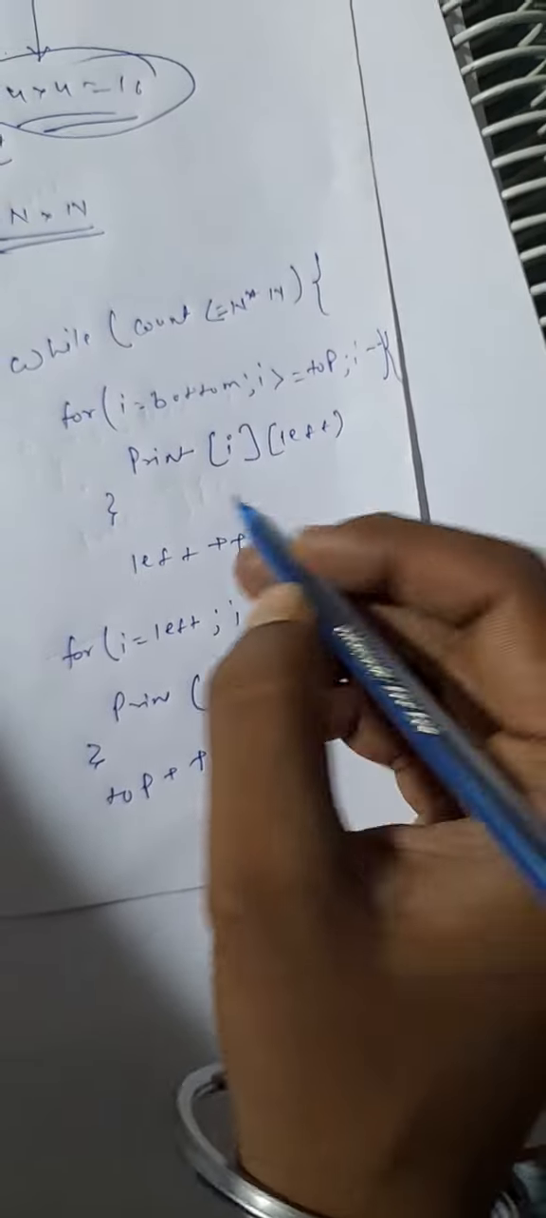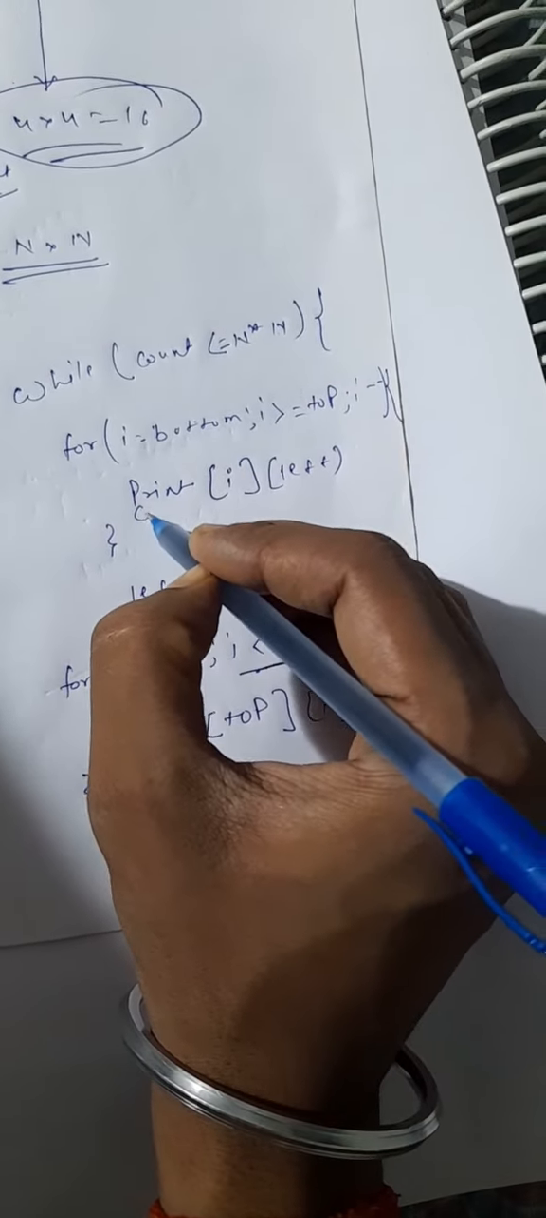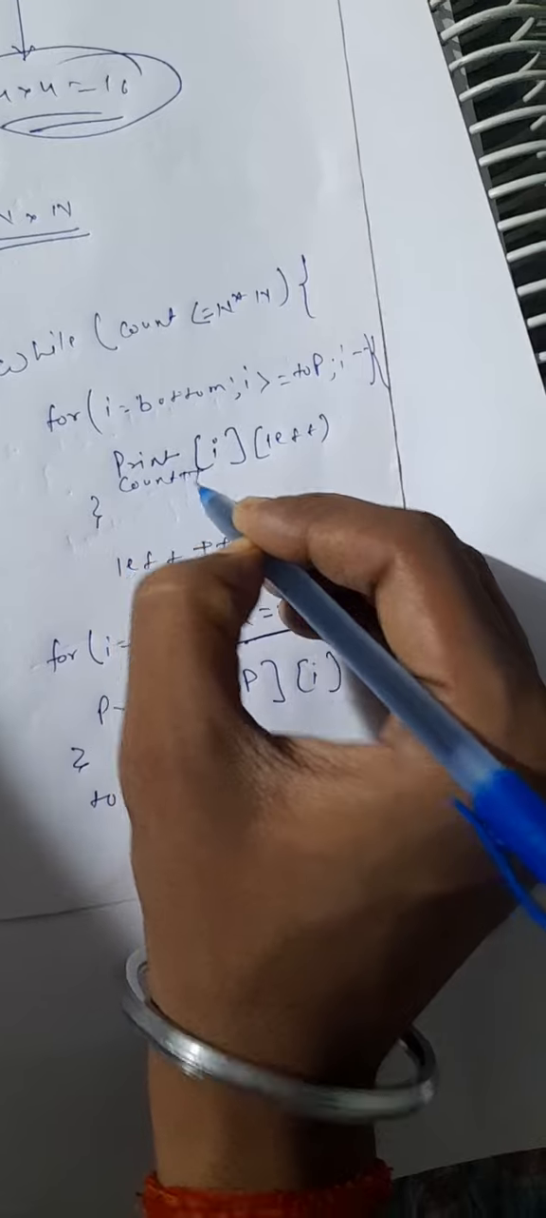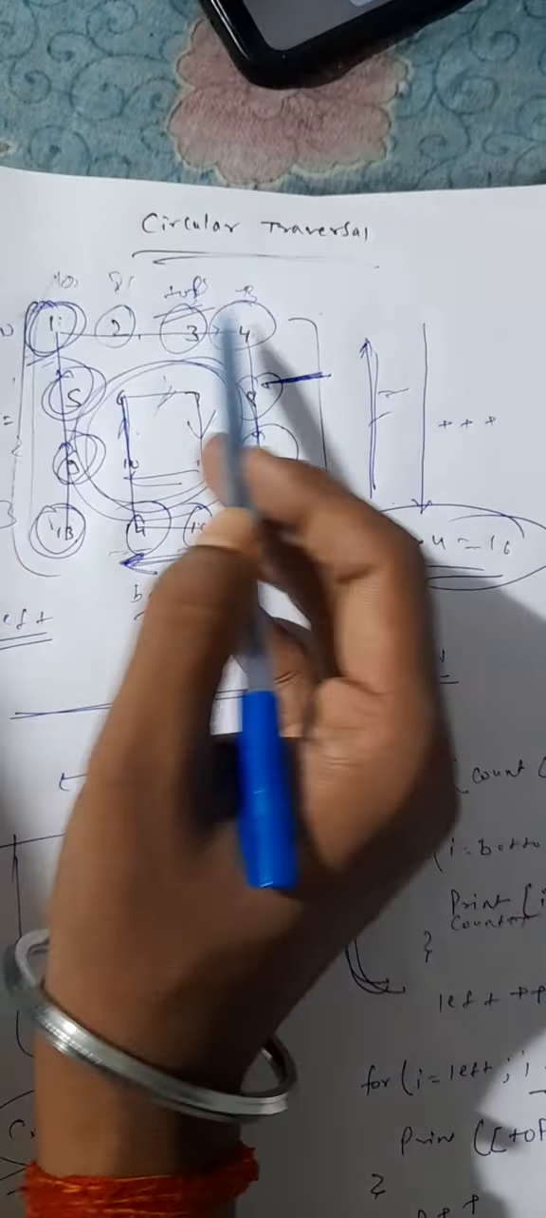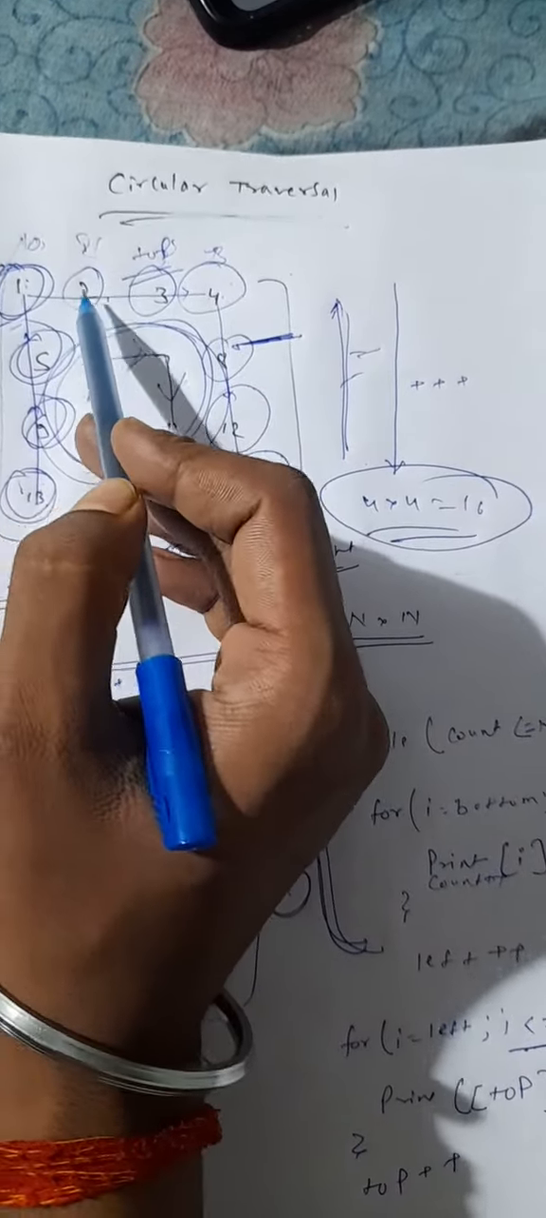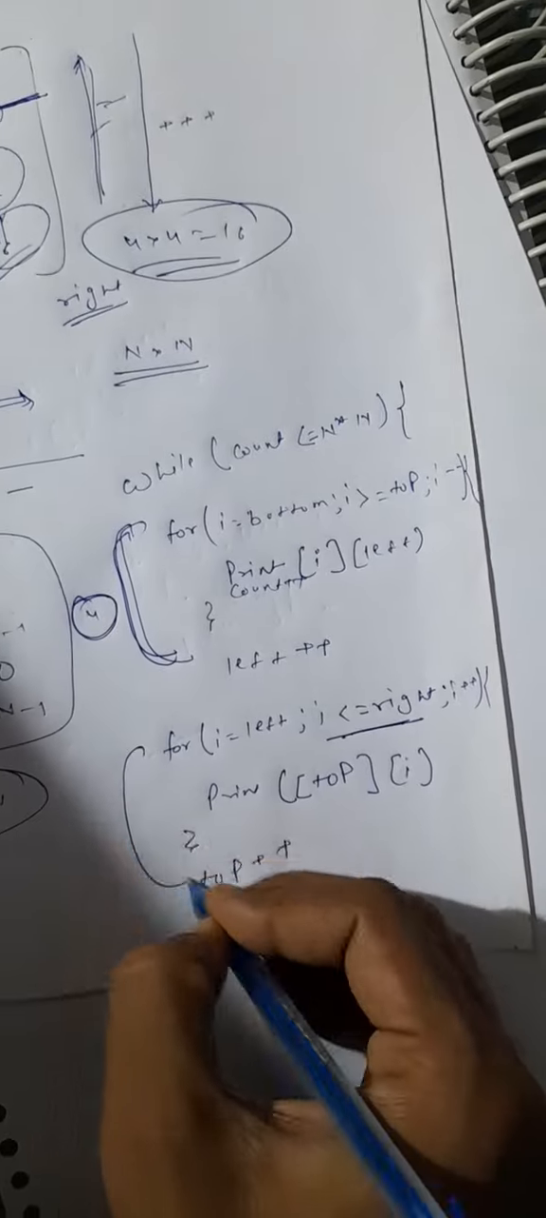Okay, and again one very crucial and major point, we have to track count here also, count plus plus, because on the first iteration, when we go bottom to top, we covered 4 elements, right? So in the first loop we cover 4 elements, and when we go left to right we covered 3 elements, 2, 3 and 4, 3 elements in this loop.